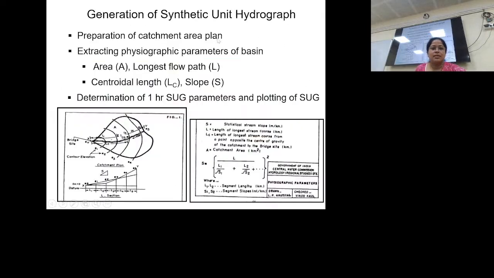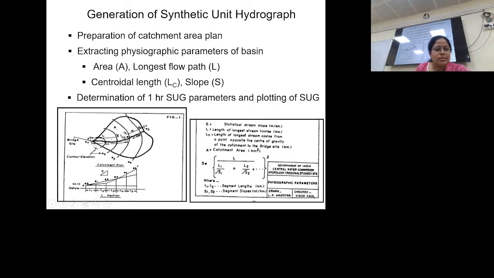So the first part is catchment area delineation. Sir will explain in his HMS lecture how to delineate a catchment and extract these physiographic parameters. The parameters we require for this exercise are the area of the catchment, then the longest flow path, meaning the length from the remotest point of the catchment to the outlet point. Then the centroidal length, that is to this gauging point, na sir?